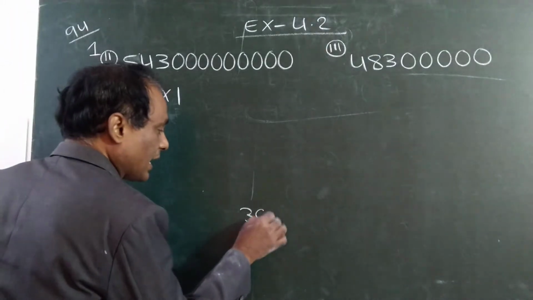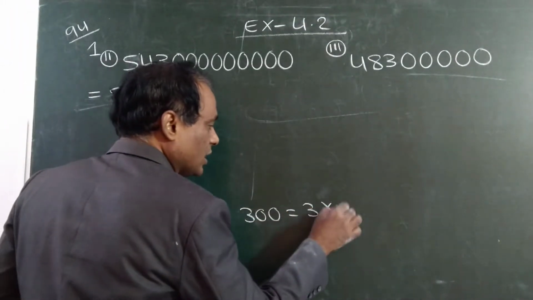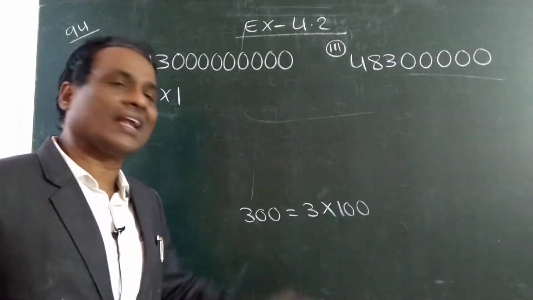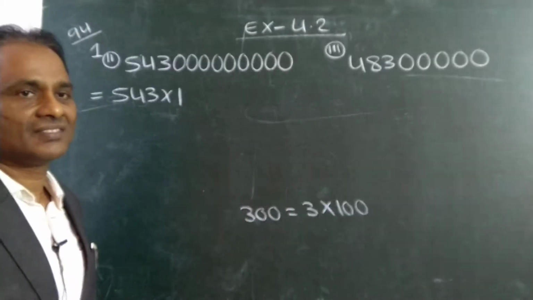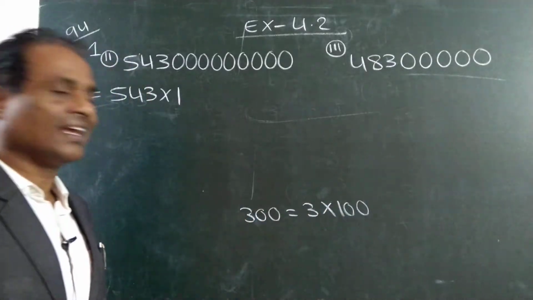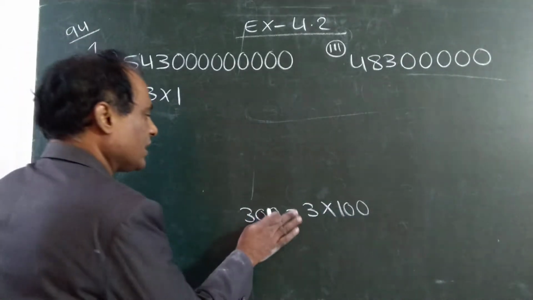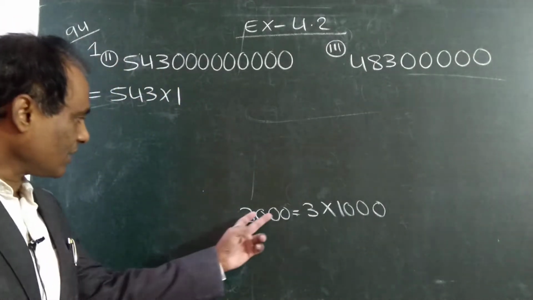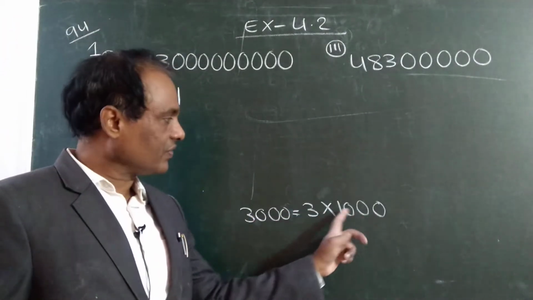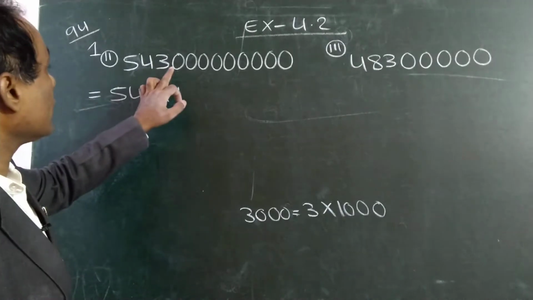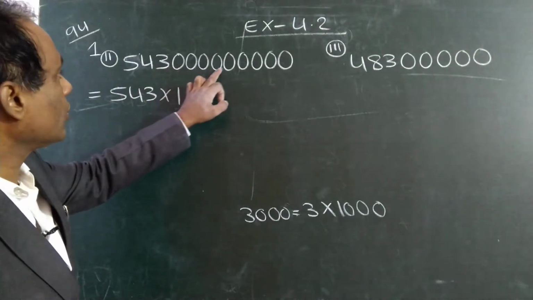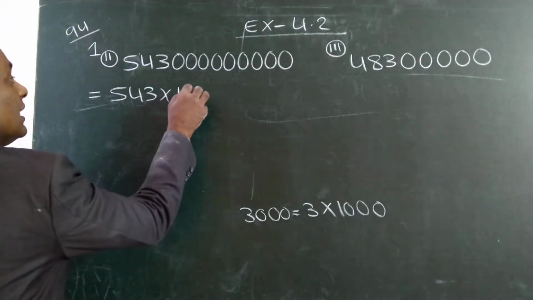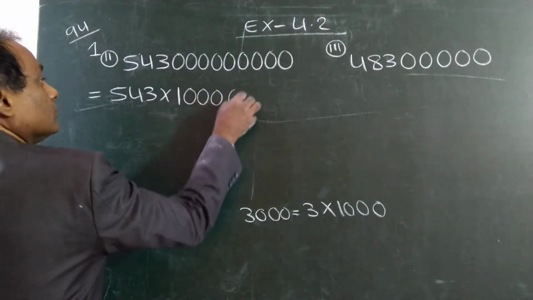See, 300 can be written as 3 into 100. 3 into 100 is 300. Suppose it is 3000, that is 3 into 1000. Whatever zeros are there, we write here: after 1, we write that many zeros. Here, how many zeros? 1, 2, 3, 4, 5, 6, 7, 8, 9 zeros. So we write 9 zeros here.